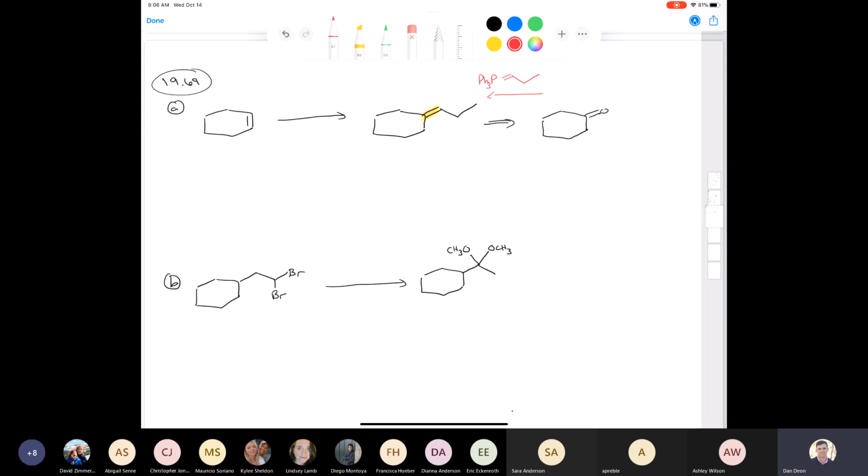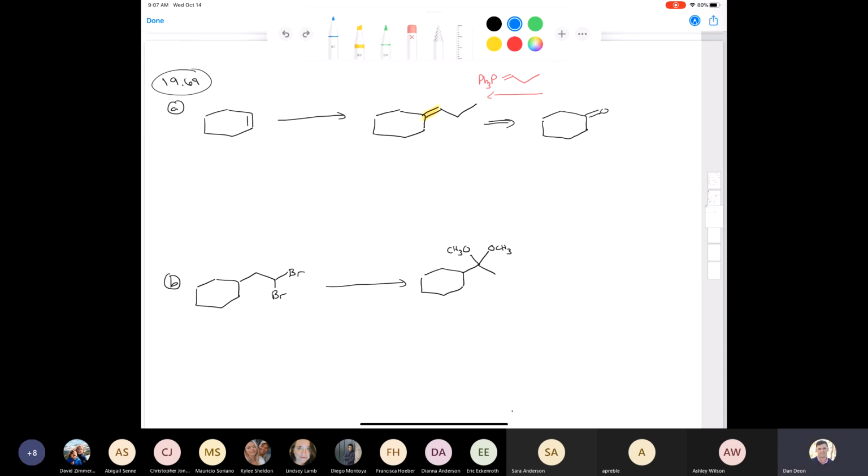Now keep in mind that there's two choices of the Wittig reagent, but the Wittig reagent that I've written in red is going to be a much better choice than to make this one, because that would have to be made from a secondary alkyl halide, so we'll delete that. So that's my best option. And so then the question becomes, how do I get from this alkene to this ketone, cyclohexanone?